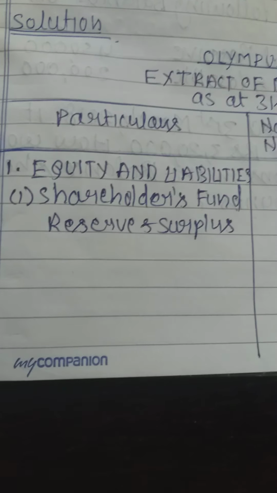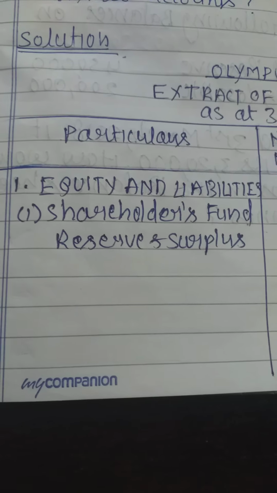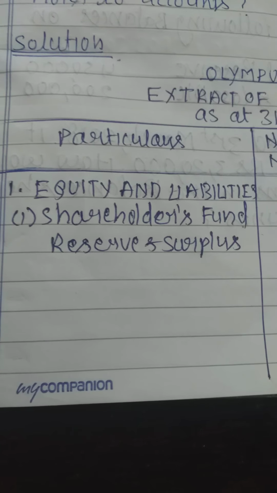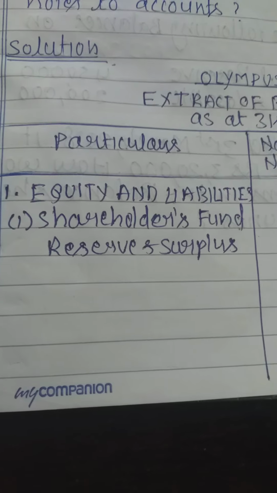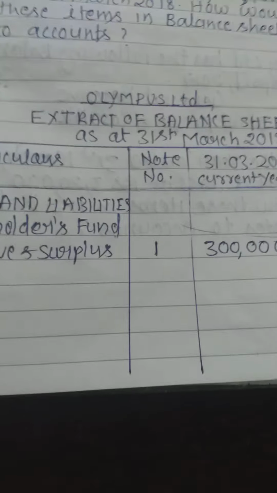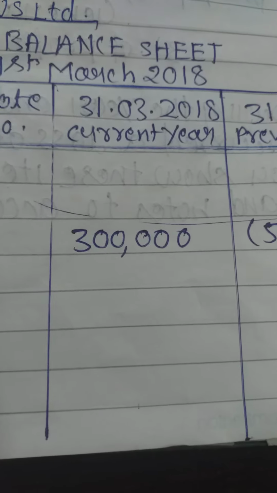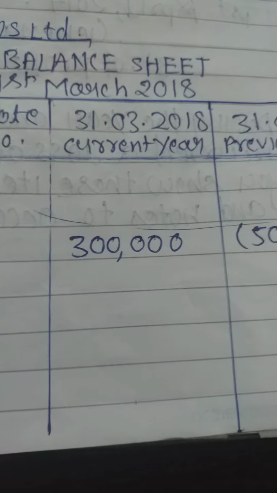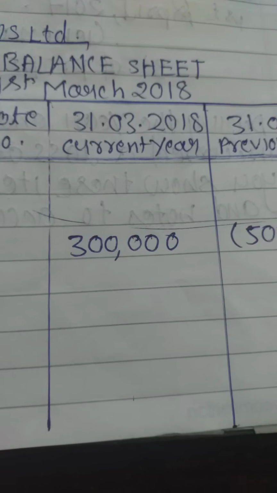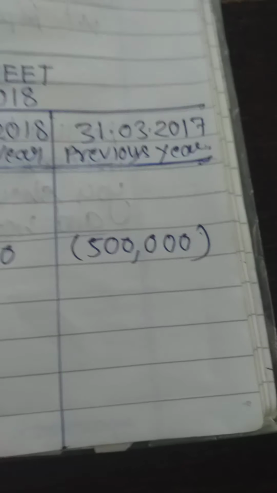Now we have already discussed it. Our first heading is equity and liabilities. Under this, you have to write shareholder funds, and under shareholder funds, you have to write reserves and surplus. Now see this, reserves and surplus, note number 1. What is the amount? The amount is rupees 3 lakh, which we have calculated through notes to account. How? That I will show you. And here you have to show a previous year figure, that is rupees 5 lakh. It is already given in the question.